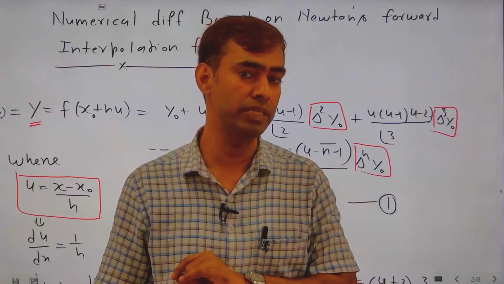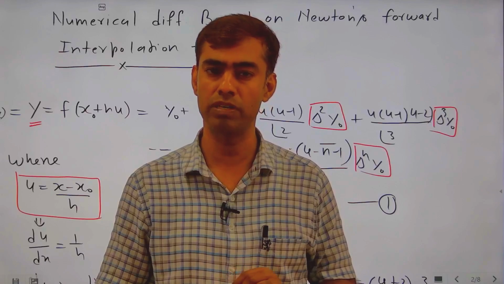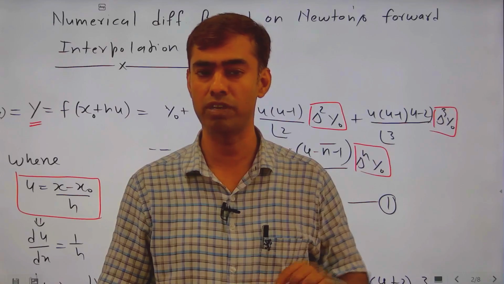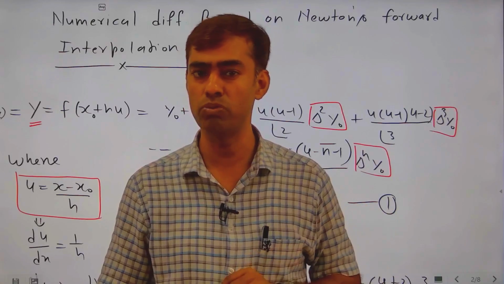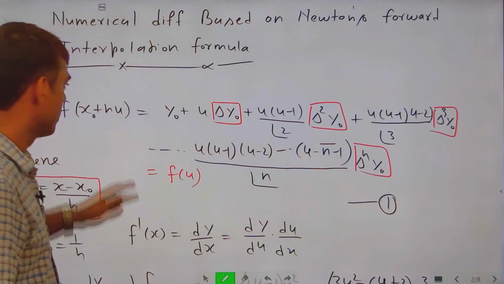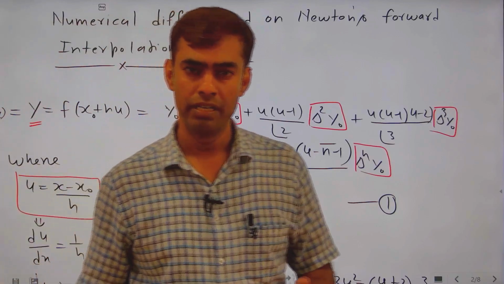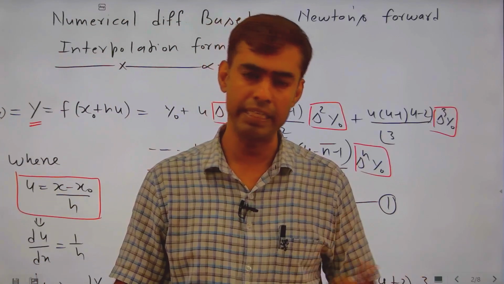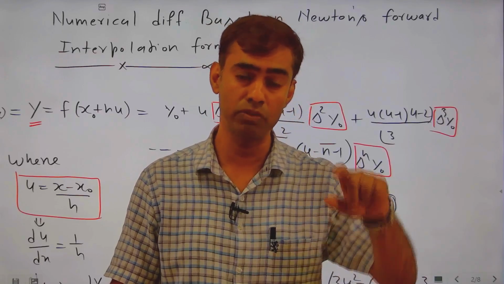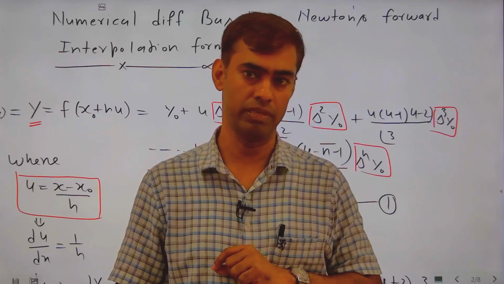If u lies between -1 and 0, then we use the Gauss backward interpolation formula. If u lies between 0 and 1, then we use the Gauss forward interpolation formula. If u lies between -1/2 and 1/2, then we use the Stirling and Bessel's formulae. In this way, we are able to derive the formula for the derivative near the first value, near the last value, and near the central value, if the data is given for equal class intervals.